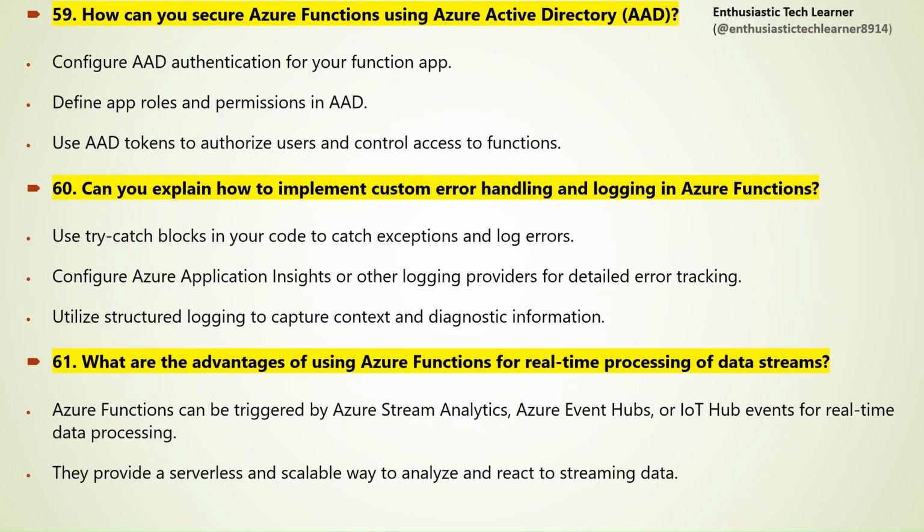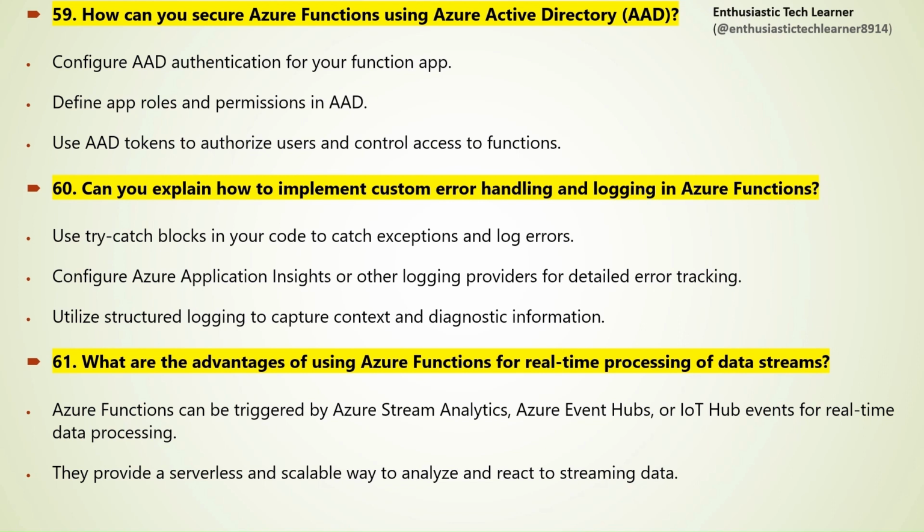How can you secure Azure Functions using Azure Active Directory (AAD)? Configure AAD authentication for your function app. Define app roles and permissions in AAD. Use AAD tokens to authorize users and control access to functions.